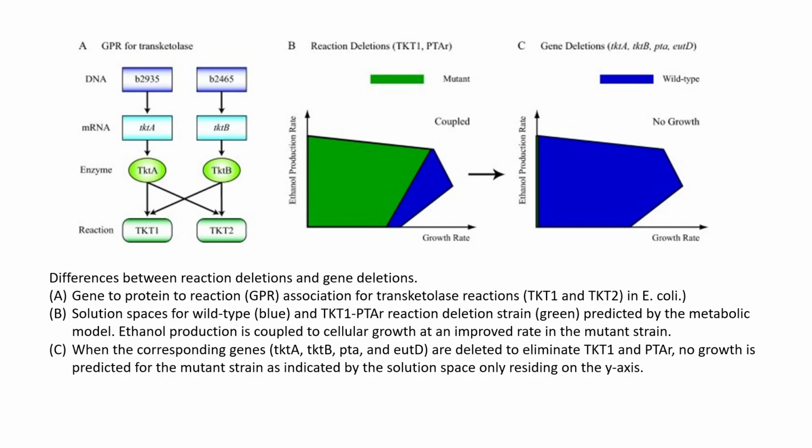Now, the solution space for the wild type is shown in blue and the mutant is shown in green. So the solution space for wild type, blue, and the TKT1 PTAR reaction deletion strain, shown in green, is predicted by the metabolic model. This is your wild type solution space, and the green is your mutant solution space.